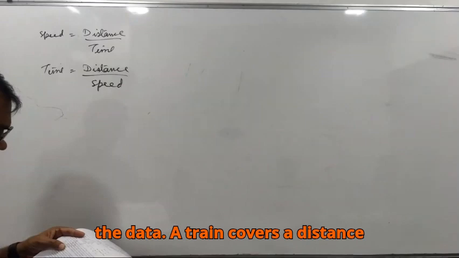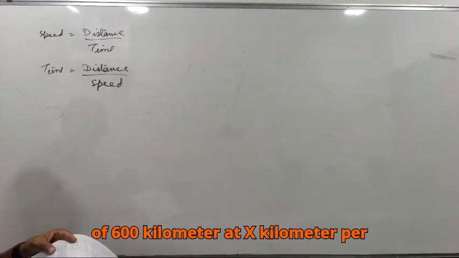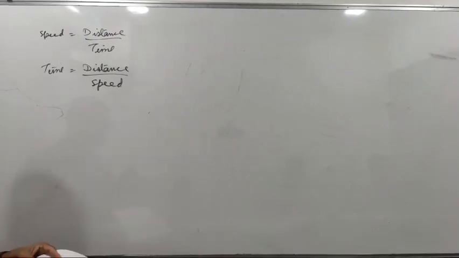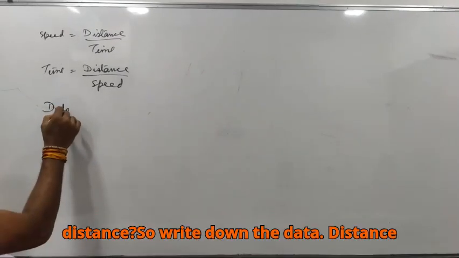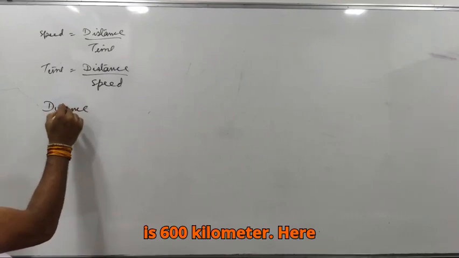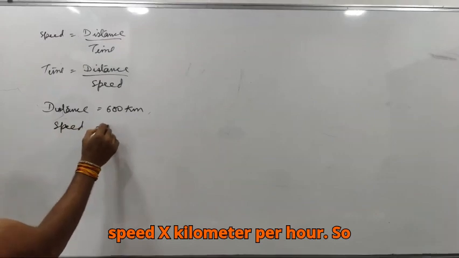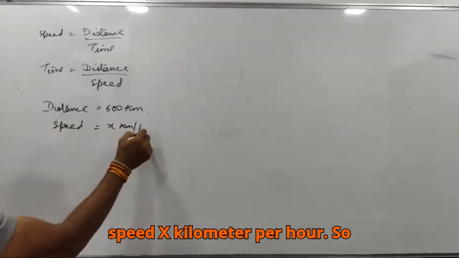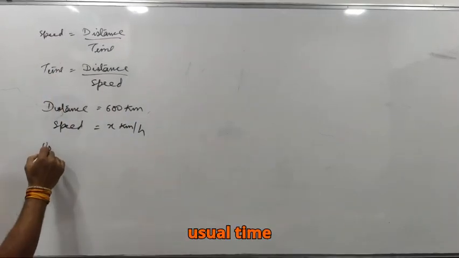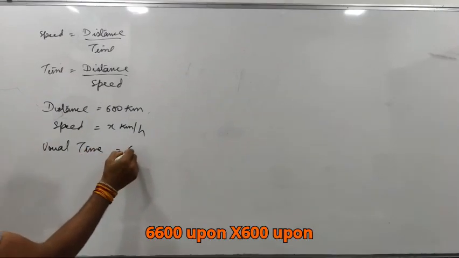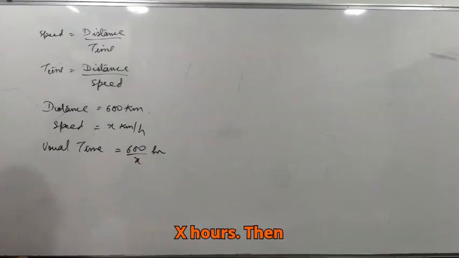A train covers a distance of 600 km at x km per hour. So what is this 600 km? Distance. So write down the data. Distance is 600 km. Here directly the speed is given. What is the speed? x km per hour. So according to this formula, what is the usual time? 600 upon x hours.